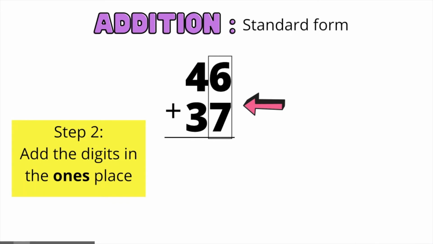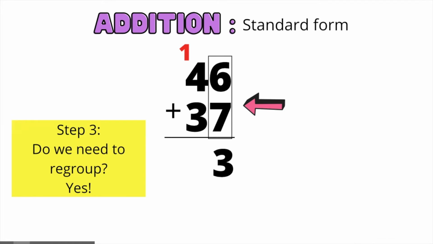Step 2. Add the digits in the ones place. This is the ones place. So we're going to start by adding the 6 plus 7. Do we need to regroup? Is the third step. In this case, yes, because 6 plus 7 is 13, so my 3 goes here, and I do have to add my 1 and put it on the top.